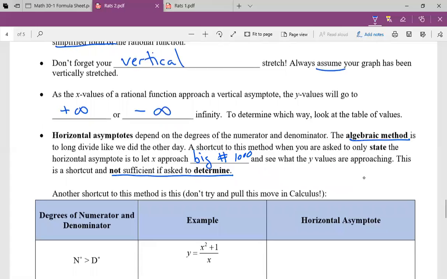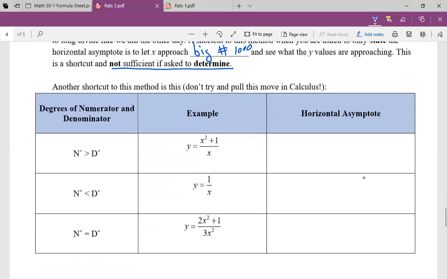Now, there is one other shortcut that I see a lot of times in resources. It works. It is the beginnings of calculus in a way, analyzing it. Okay, but as I've said here, don't try and pull this move in calculus. So here's how we analyze this. We compare the degree of the numerator and the denominator. So we've got 3 cases: where the degree of the numerator is bigger than the degree of the denominator, so 2 is bigger than 1; where the numerator is smaller than the denominator, which is our most basic one; and where they're equal to each other. Okay, I'm going to start at the bottom and go up.